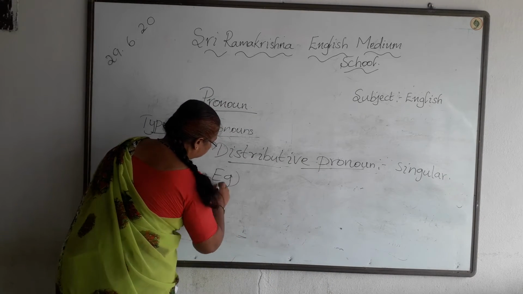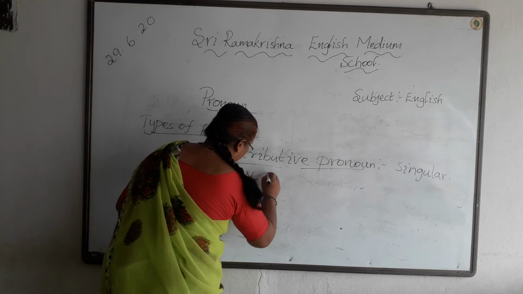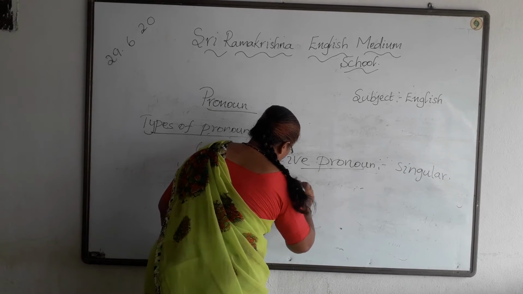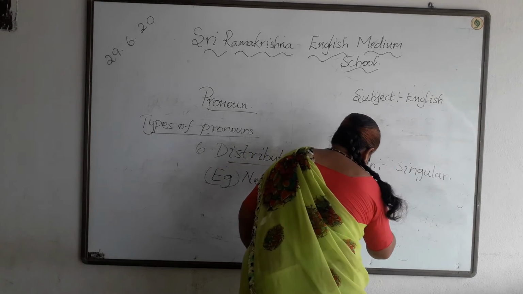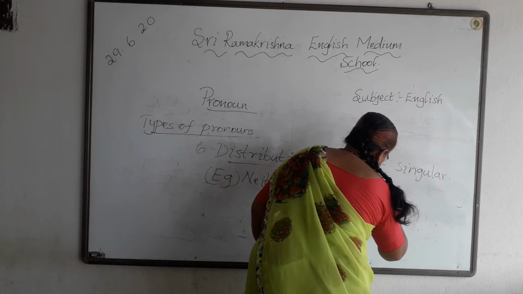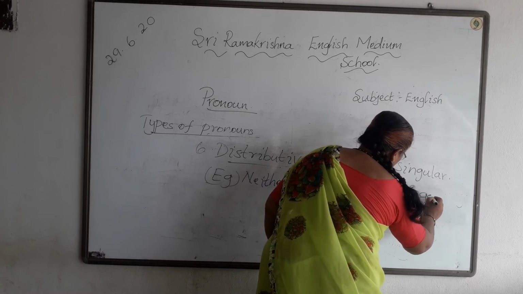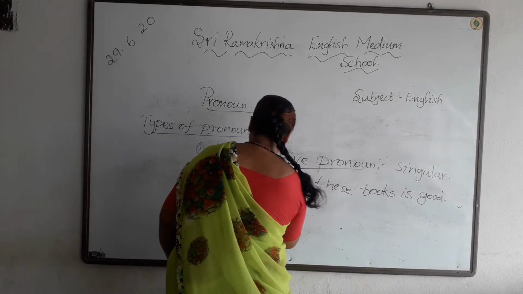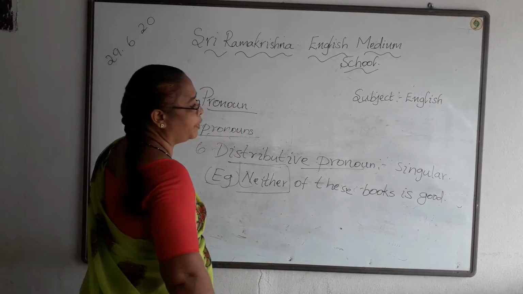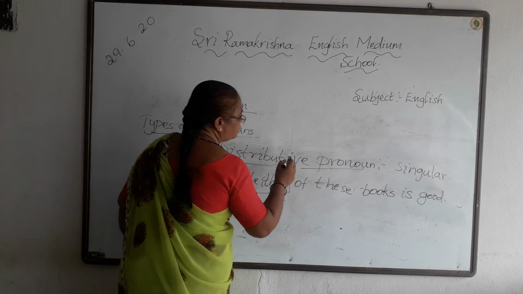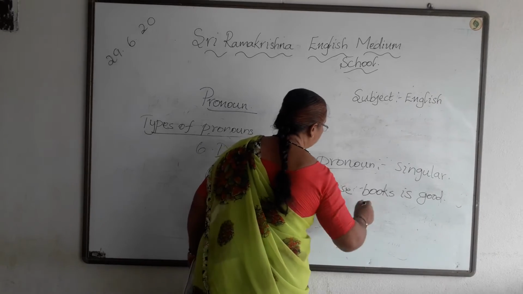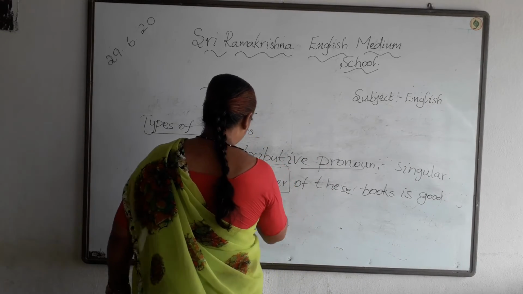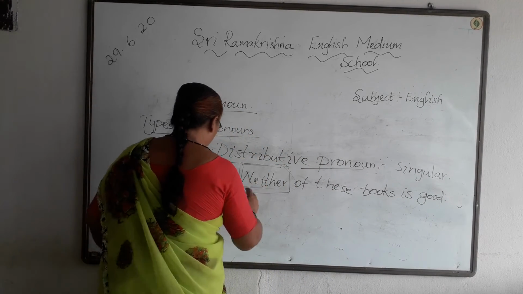Example: Neither of these books is good. Neither is the distributive pronoun. It is always singular and it is followed by a verb. So neither of these books is good. So this "neither" is the distributive pronoun.